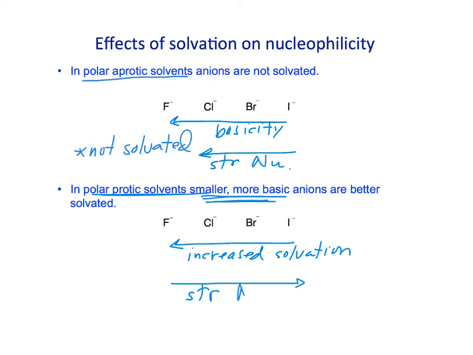So we have stronger nucleophilicity as the atoms get bigger because they're less solvated. So when we have nucleophilic atoms that are directly above or below each other, their order of nucleophilicity can be reversed by changing the solvent.